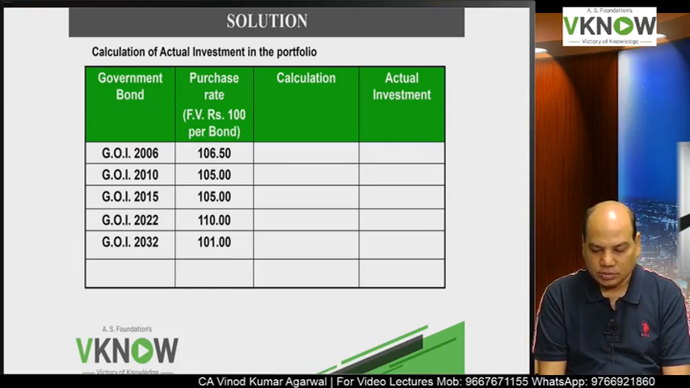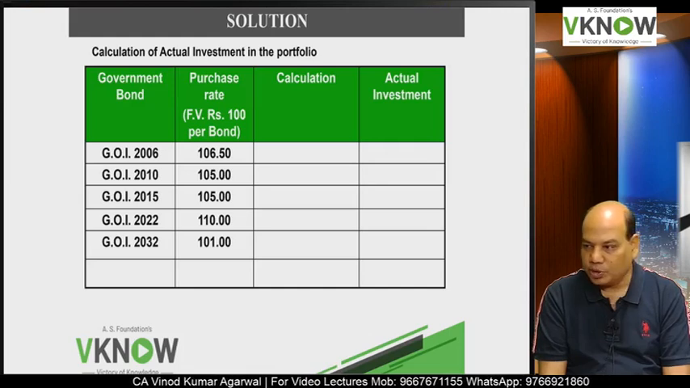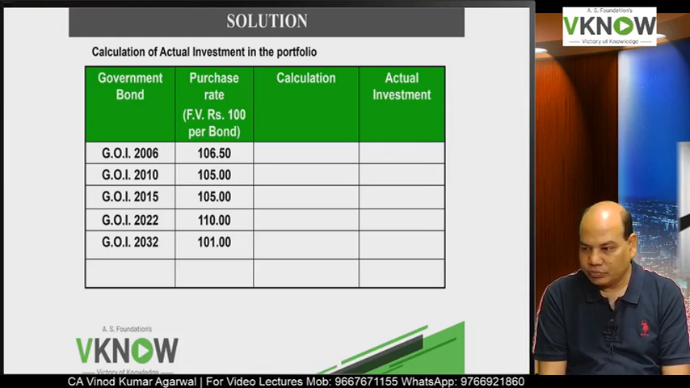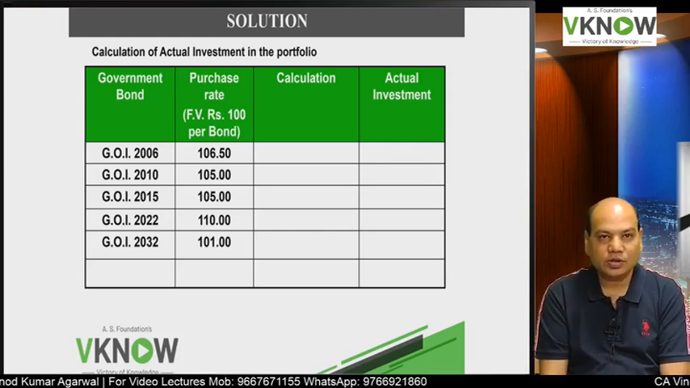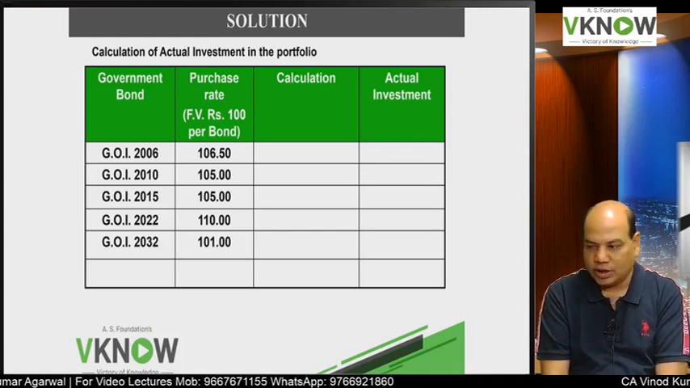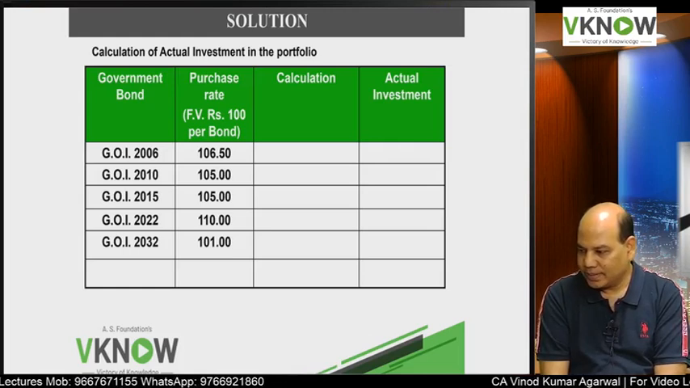So write down in the government bond column, same copy. This question is very important for your upcoming exam. GOI 2006, GOI 2010, GOI 2015, GOI 2022 and GOI 2032. GOI means government of which country? India, Iran, Indonesia, Ireland or Iceland? So government of India. Very good.